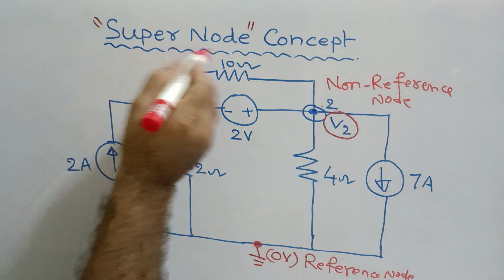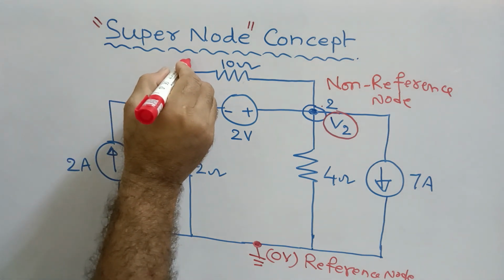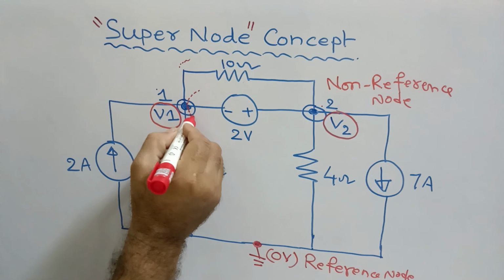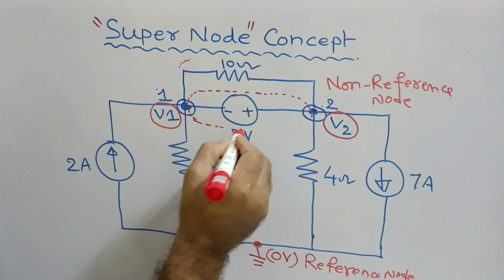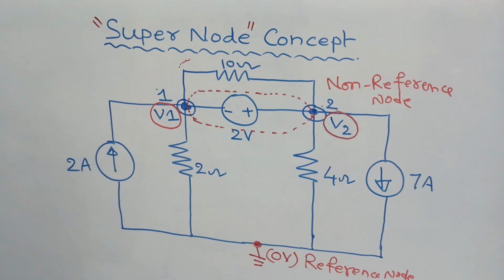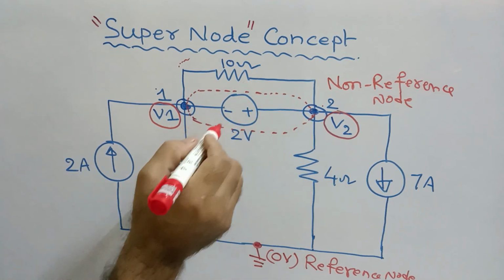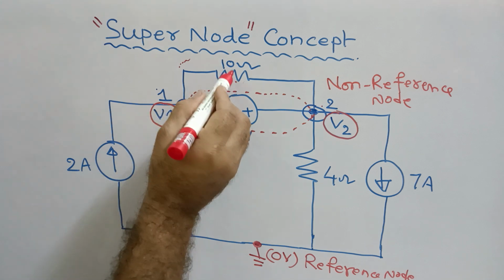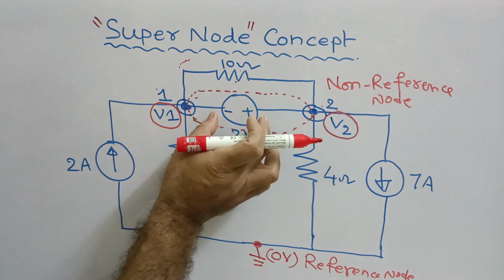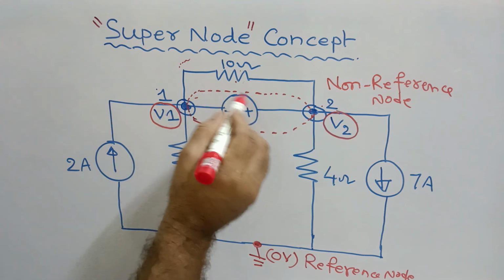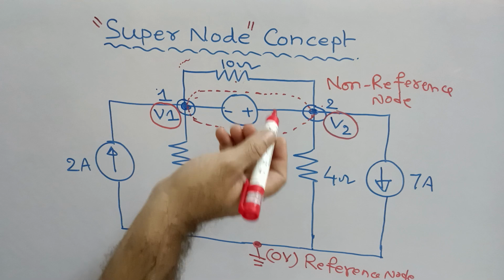To solve by using this supernode, the very simple fundamental thing is we have to remove this voltage source from these two nodes. We have to disconnect it first. That is the first step that we have to do. Upon disconnecting this particular voltage source, obviously the 10 ohm resistor, which is connected across this voltage source, will also get disconnected as we remove the voltage source.